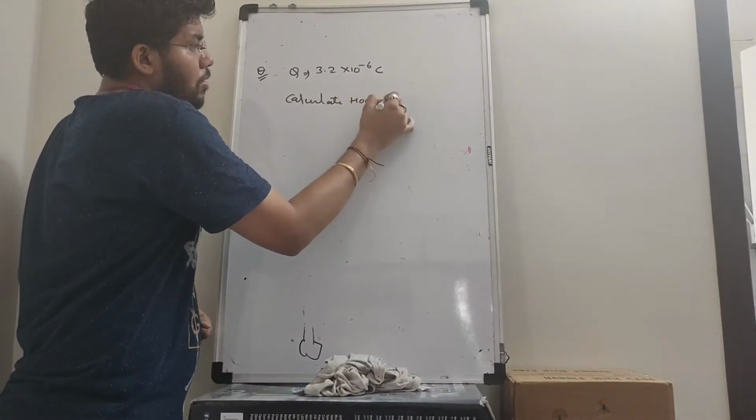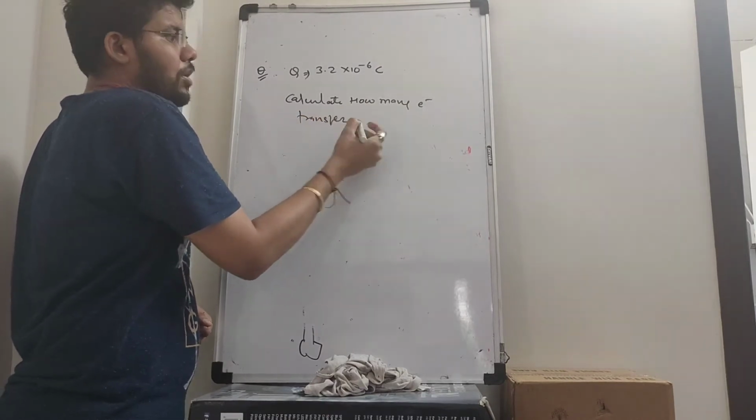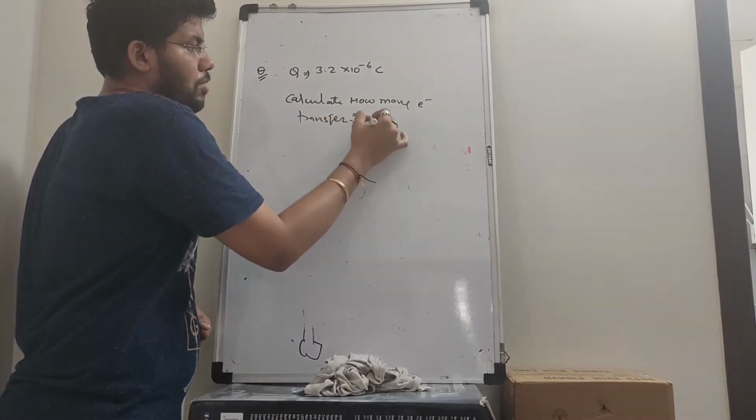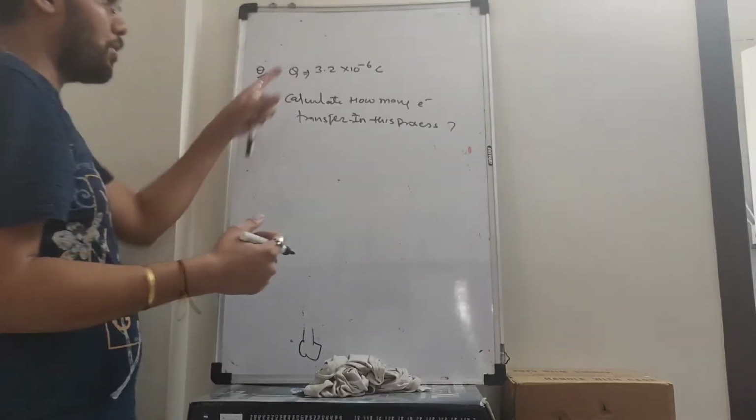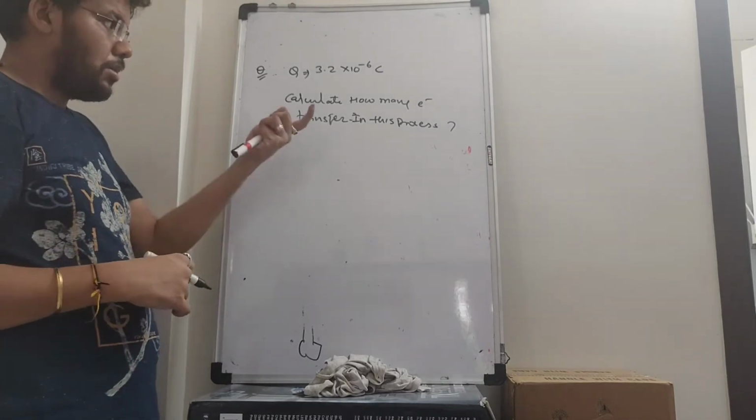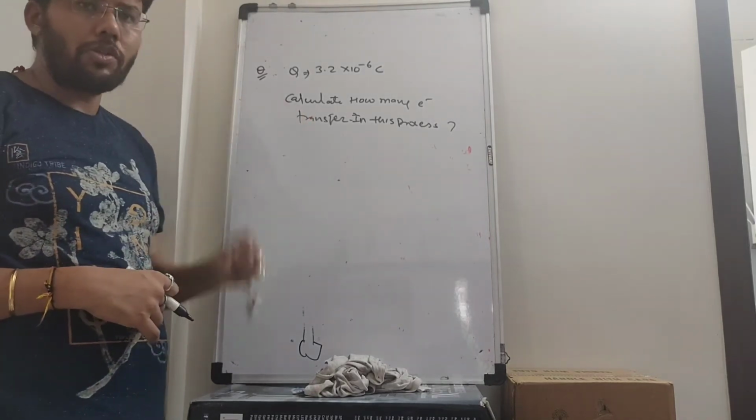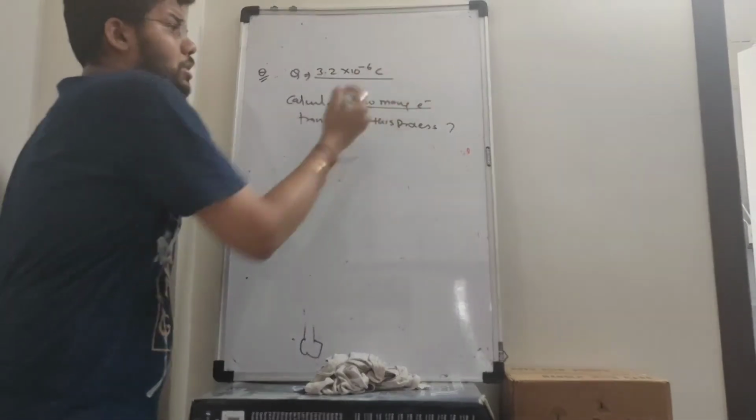how many electrons transfer in this process. कि ग्लास रॉड पर ये पॉजिटिव चार्ज जो एक्वायर हुआ, उस पॉजिटिव चार्ज में ग्लास रॉड ने क्या किया, कुछ इलेक्ट्रॉन्स लूज किए. तो how many electrons are lost by the glass rod to acquire this positive charge?